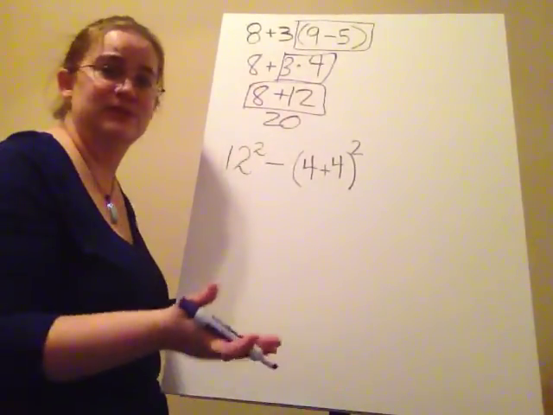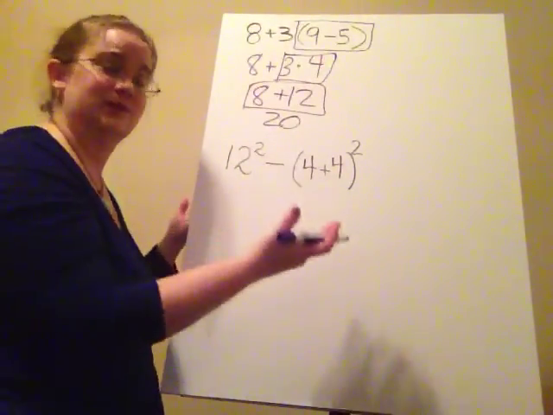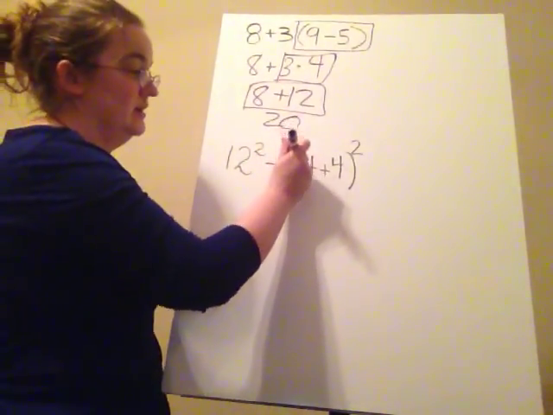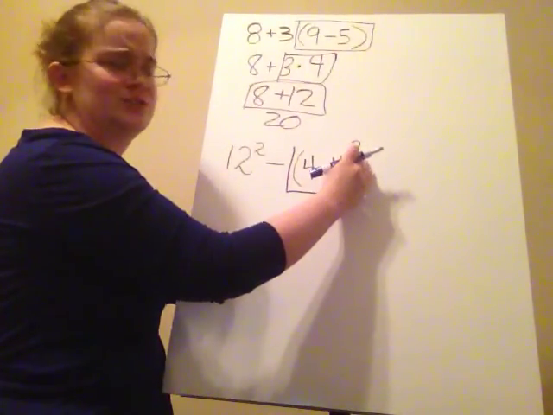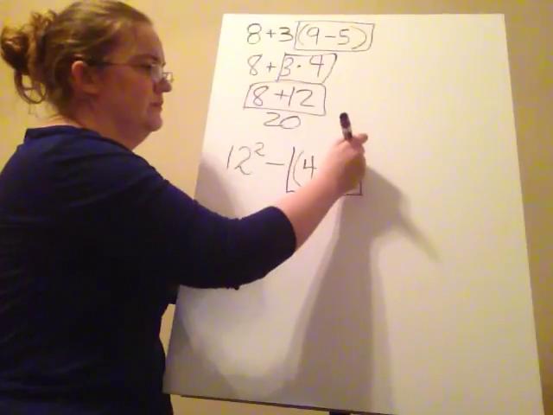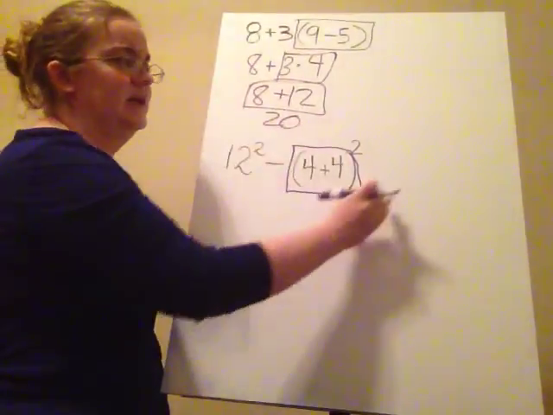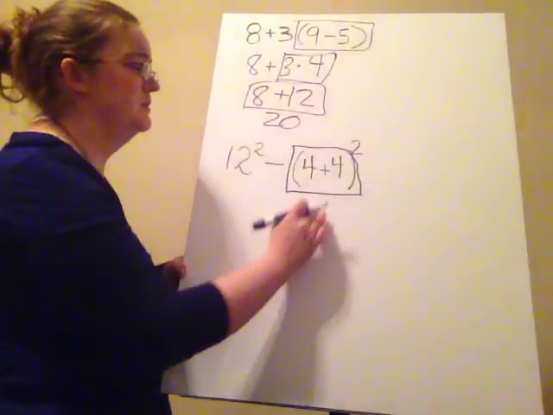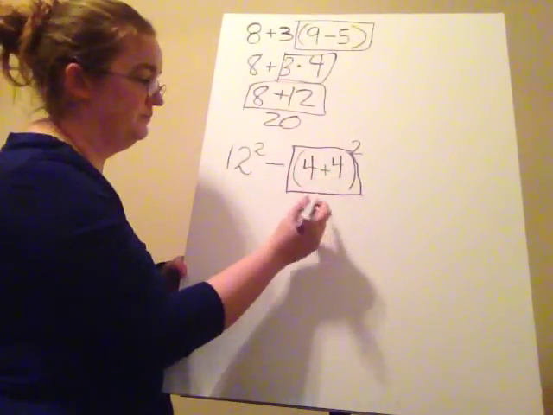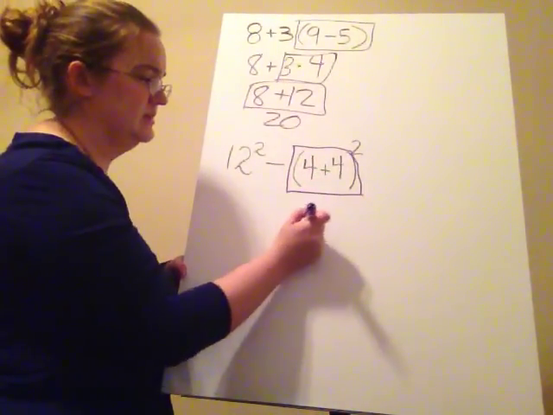I start with my grouping symbols. So do I have any grouping symbols? Well, yes, I do. And again, I'm going to start putting a box around what I'm going to do first. And as you can see, there's a square here. And again, it's outside the parentheses, so I'm not going to include it in my box when I'm doing this problem. Alright, 4 plus 4 is going to be 8.